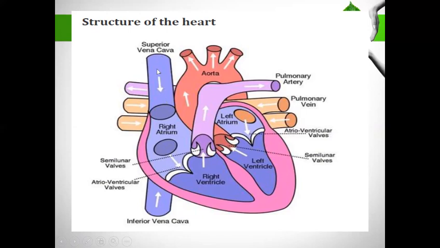The superior vena cava collects the deoxygenated blood from the upper region of the body, for example, head and neck, and the inferior vena cava collects the deoxygenated blood from the lower part of the body. Also there is the aorta, which transports oxygenated blood to different parts of the body. Here you can easily see the left atrium, right atrium, left ventricle, and right ventricle. Also you can see different types of valves. This is a very good diagram. It is also given in my notes. You can study it.